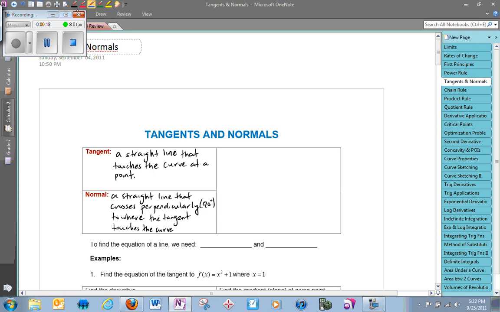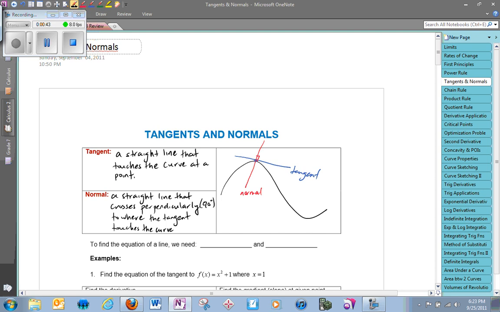So if I was to draw a curve, any curve, doesn't matter what it looks like, so something, let's say, similar to that, and I was to pick a point, let's say here, my tangent line would look like that, goes through only that point. My normal line will go perpendicularly to that point.